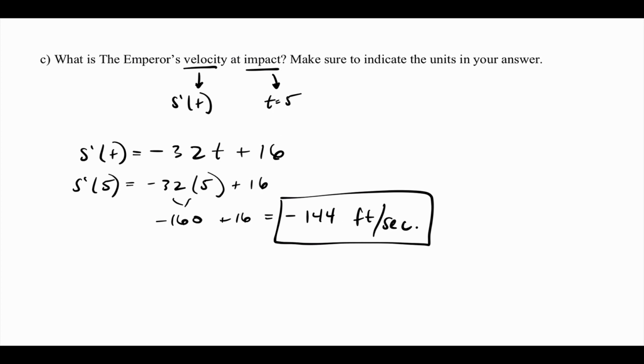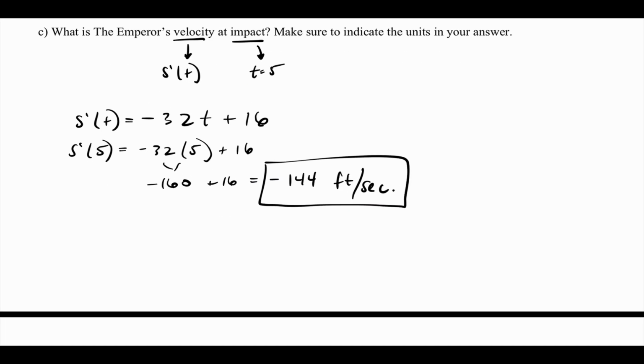What would the speed be? What is his speed at impact? Positive 144. That's how speed and velocity are related. If it's negative, make it positive. So 144 feet per second. That's pretty fast, right? Every second, he's covering 144 feet. 144 feet is probably from here to the fence over there. In 1 second, he's covering that distance. That's pretty fast.